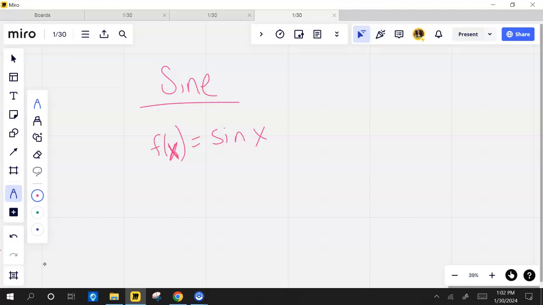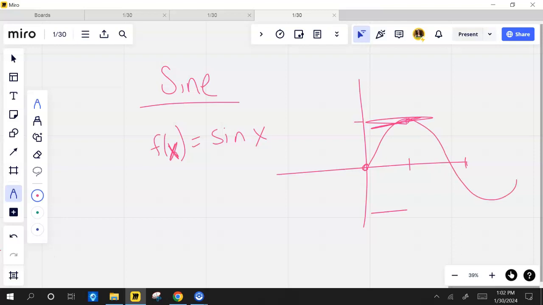What range? Negative 1 to 1 inclusive, right? Because the points are actually there. So brackets from negative 1 to 1. It starts here and then it goes up and then it comes down like this. So it goes from negative 1 to 1.